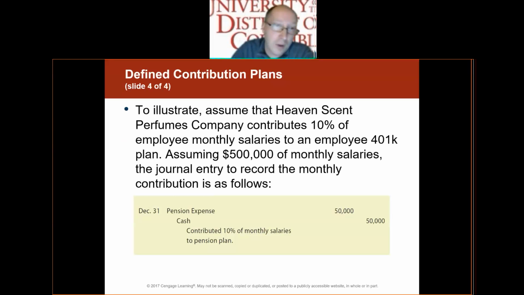An example: our company contributes 10% of an employee's monthly salary to the employee's 401k plan. We assume $500,000 worth of monthly salaries. The journal entry to record the contribution is we debit $50,000 in pension expense, and we credit cash to pay the pension company. The pension company then makes the investments on the employee's behalf. How did we get $50,000? That's 10% of $500,000.